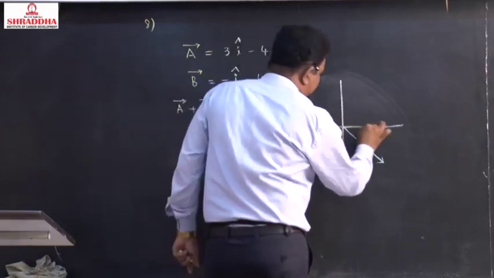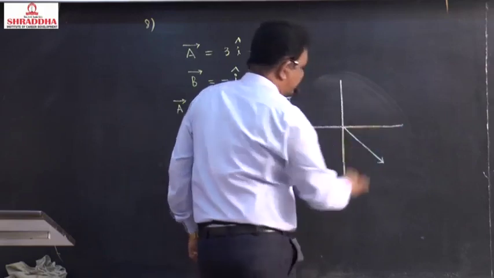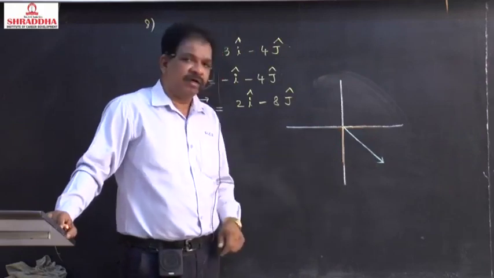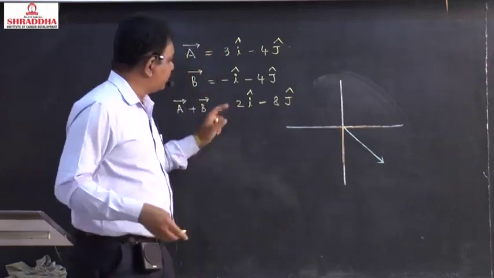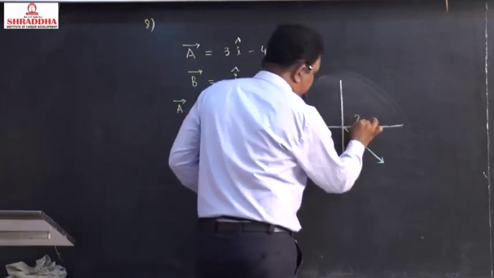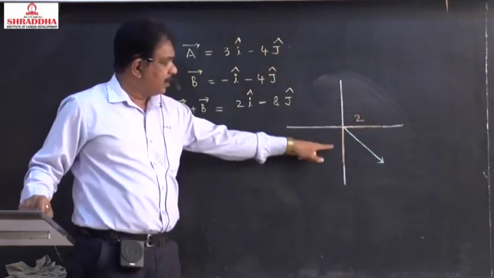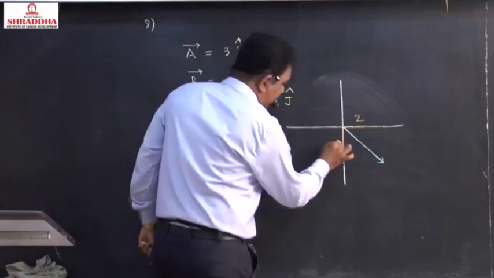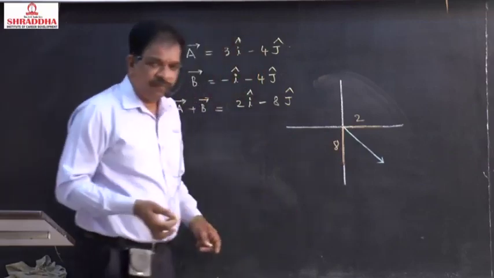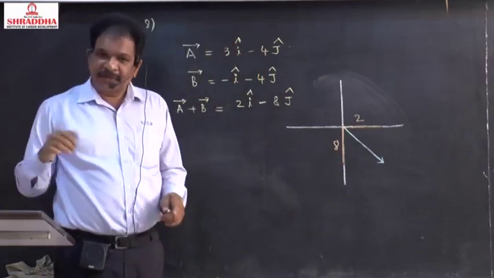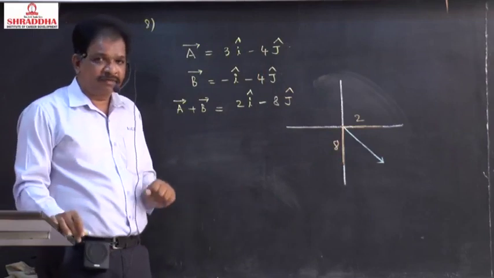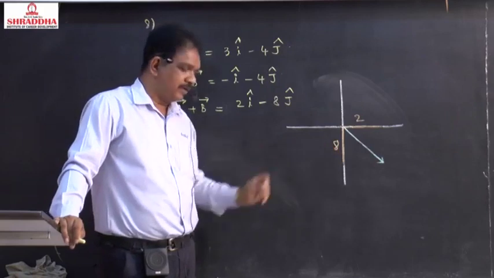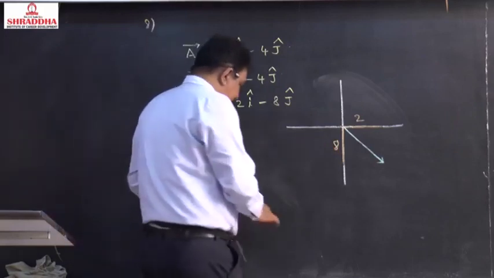This will be the x component. This is the x component, this is the y component. The x component is equal to how much? 2. The y component is how much? 8. No need to write it as -8, because y is already represented along the negative y-axis only. So again, no need to write -8 here, just 8.